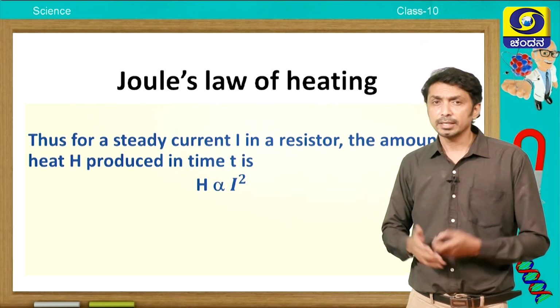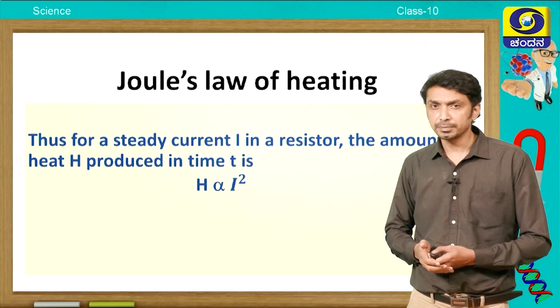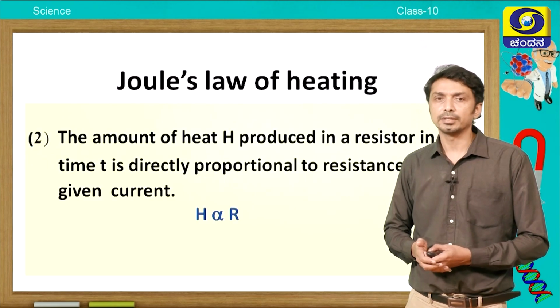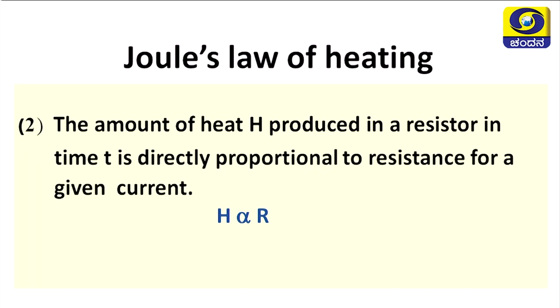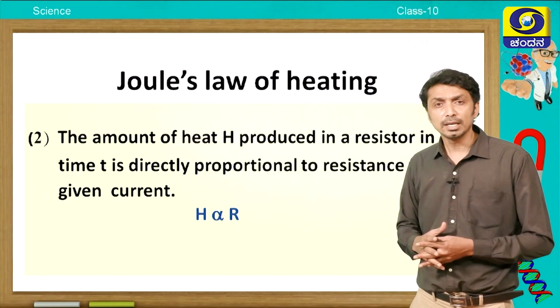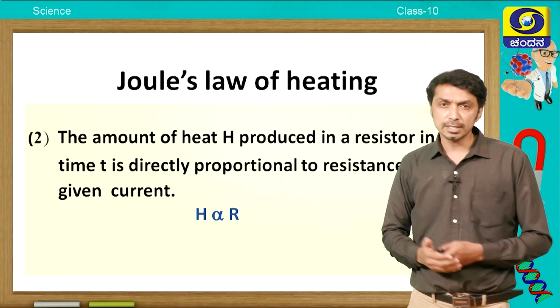What else does the heat energy produced depend on? Yes, you are right. The second factor on which the heat energy produced in any circuit depends is the resistance of the conductor. So the amount of heat produced in a resistor in time t is directly proportional to the resistance of the conductor.